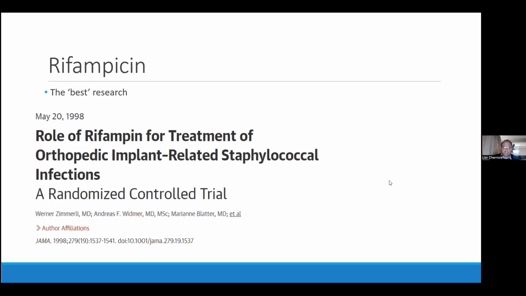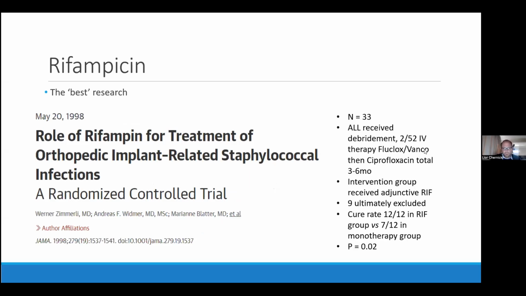The first significant trial, and the best research on which most of the advocacy for rifampicin in prosthetic joint infections is based, was this one done by Zimmerli in 1998, and this was specifically in orthopedic implant-related staph infections. Again, a fairly small sample size, 33 patients. Important to know that in this study, all of them received debridement and 2 weeks of lead-in IV therapy, dependent on whether it was MSSA or MRSA, flucloxacillin or vancomycin, and then ciprofloxacin, assuming that they were sensitive to ciprofloxacin for 3 to 6 months, so quite a long duration.